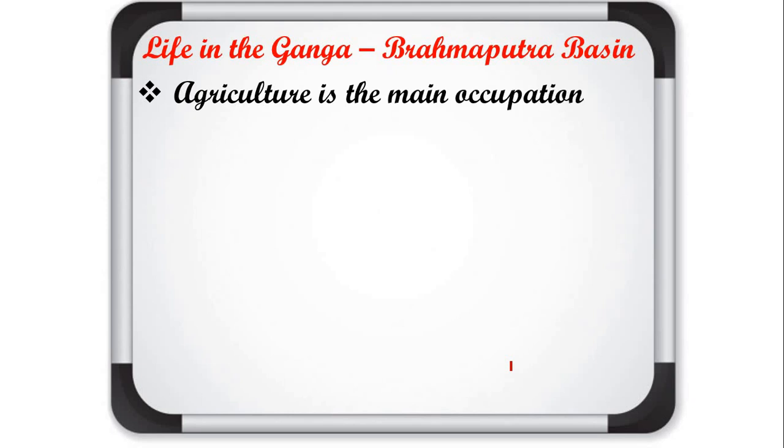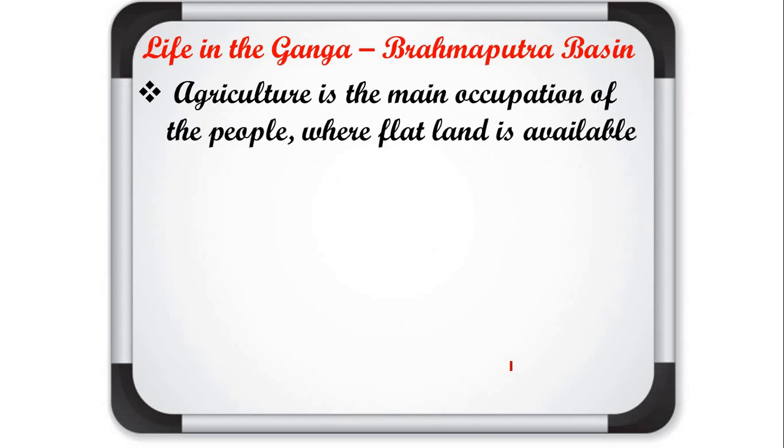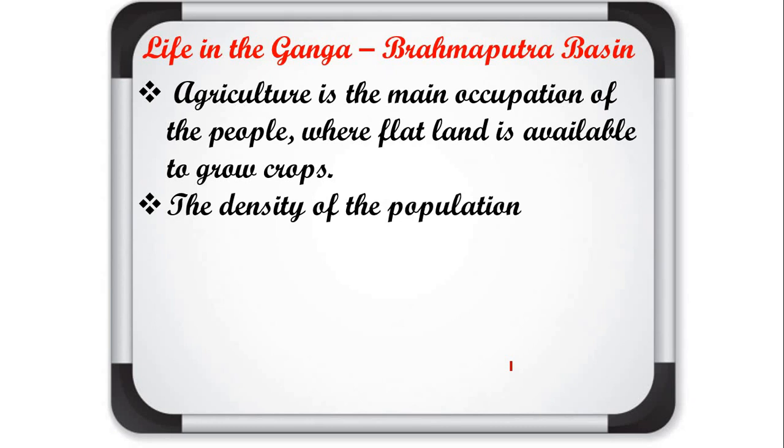Understood about it? And if we talk about the occupation and lifestyle of the people in this basin, agriculture is the main occupation of the people where flat land is available to grow crops. As I told, varied topography is there, and plain area is also there. Where the plain area is, the main occupation of the people is agriculture because the land is flat and fertile. The density of the population of the plains is very high.